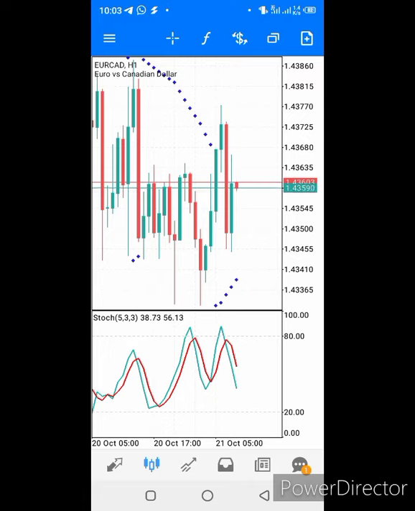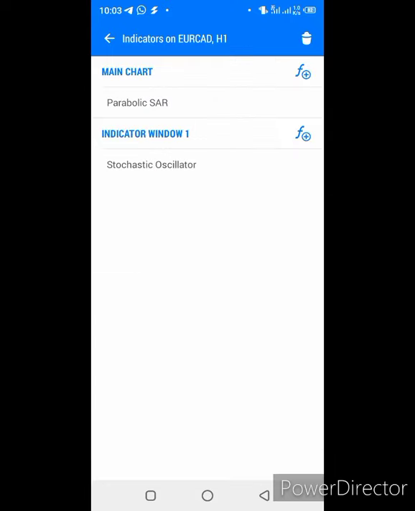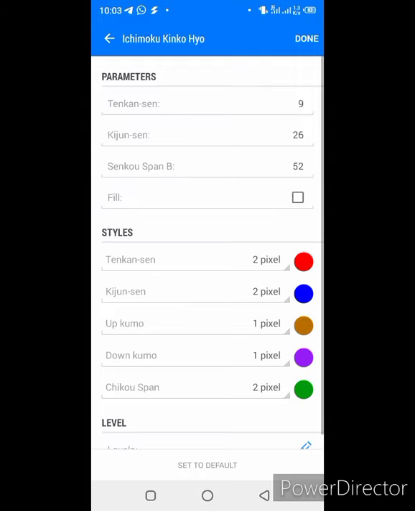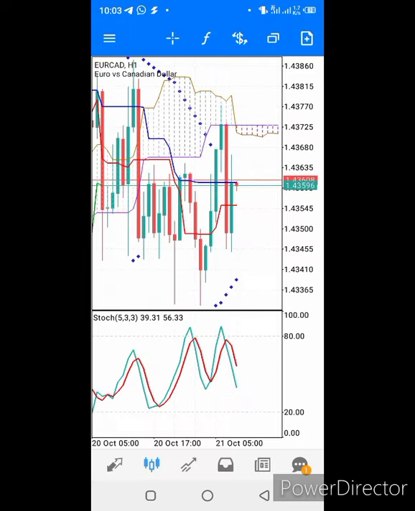Let's first add the indicator to our MT4 chart by clicking on the F icon above. Then you click on the main chart because it is attached to the main chart. Click on the F plus icon. You can see Ichimoku Kinko Hyo. Click on Ichimoku Kinko. Then you can see all the parameters, the styles and the levels. So you click done above.